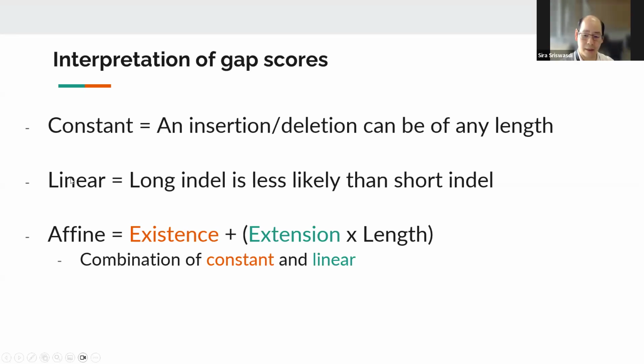But if you think that the longer the deletion you have is less likely. So let's say you have closely related species, and you think that the evolution will try to keep the protein to be the same or the gene to be the same. If you have longer and longer insertion and deletion, that means the sequences are further and further different. So in this case, you might want to penalize. You want an answer that doesn't have very long insertion and deletion. So you start to use either the linear model or the affine model.